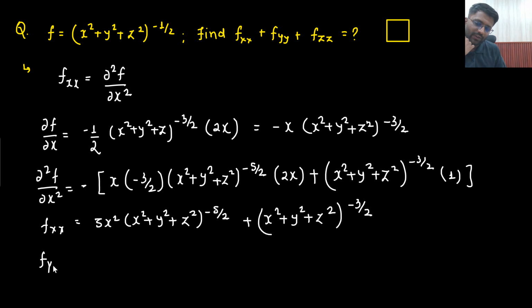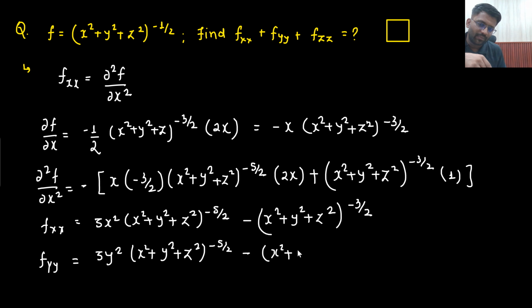Can you find out the value of f(y)(y)? Do it on your own and you will realize that the value is coming out to be 3y square x square plus y square plus z square to the power minus 5 by 2, and this minus sign was going inside, so plus will become minus here, minus x square plus y square plus z square to the power minus 3 by 2. Understandable?